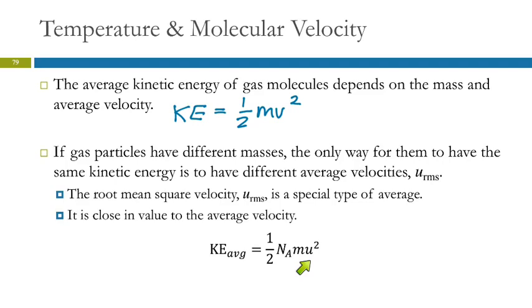So instead of velocity, we use u. It's the root mean square velocity. It's a special kind of average. That's as much as you want to know about that. It's close to a regular average velocity, but it's not exactly.